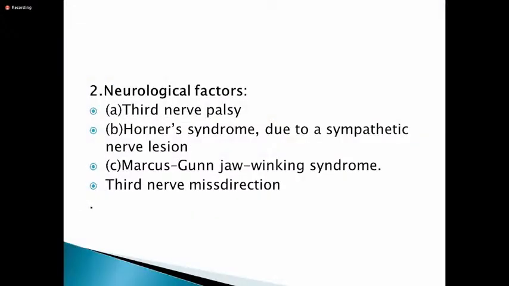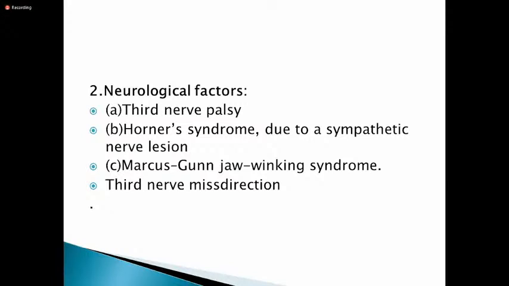Then the other category of ptosis is neurological factors, which is innervation. Here we are talking about a third cranial nerve palsy, because remember we said the eyelid is elevated by the levator palpebrae muscle. The levator palpebrae muscle is supplied by the third cranial nerve. So a person who gets a third cranial nerve palsy, one of the presentations is ptosis. I've mentioned Horner syndrome, where there is a sympathetic system lesion. That does not cause a complete ptosis, because the sympathetic system only accounts for 2 millimeters of the lid function. So they cause mild ptosis.